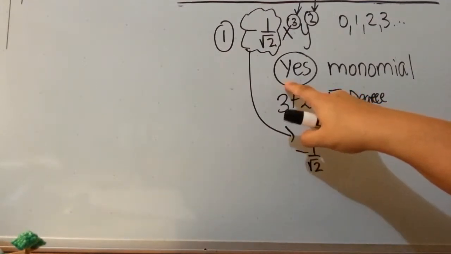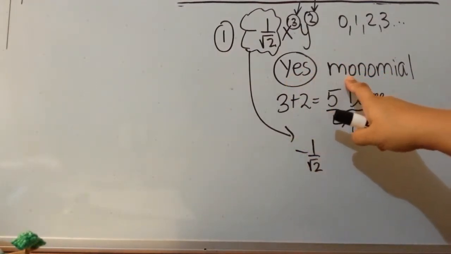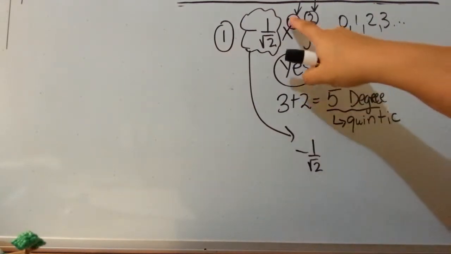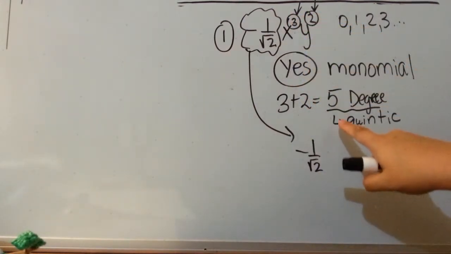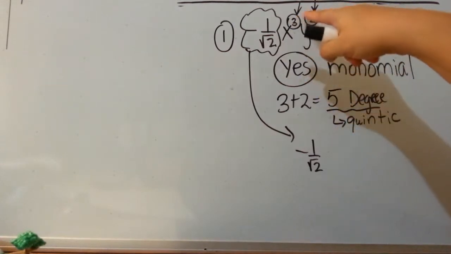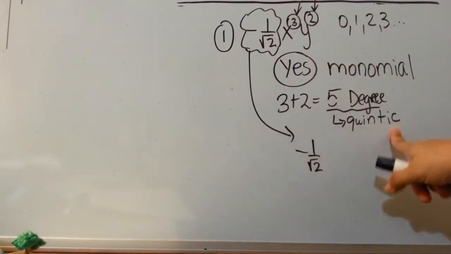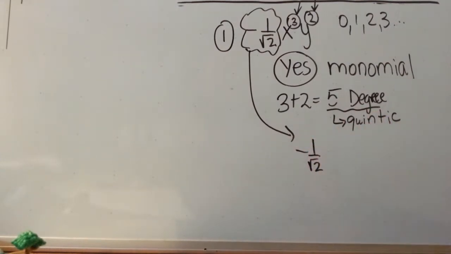Alright, so it's a polynomial. It's a monomial based upon the number of terms. The degree is 5 because you add the exponents. Because it's a monomial, you add the exponents. Another way of calling degree 5 is quintic, and that's your leading coefficient.